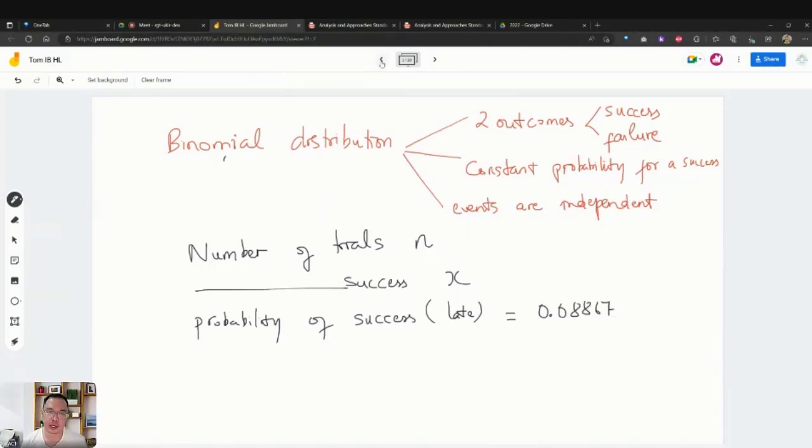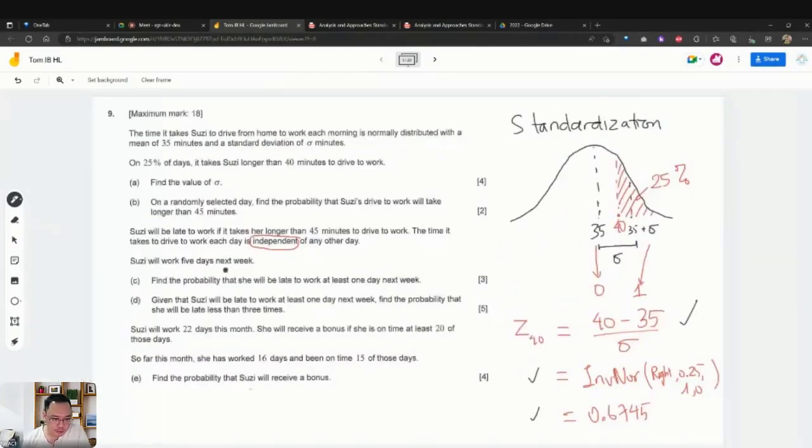Number of trials. Look back at the question again. Find the probability that she is late to work at least one day next week. How many times do you go to work each week? I'm looking for the number of trials related to work at least one day next week. I assume that she works 5 days a week, meaning 5 times.